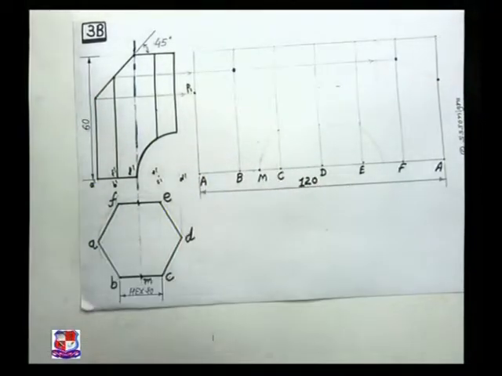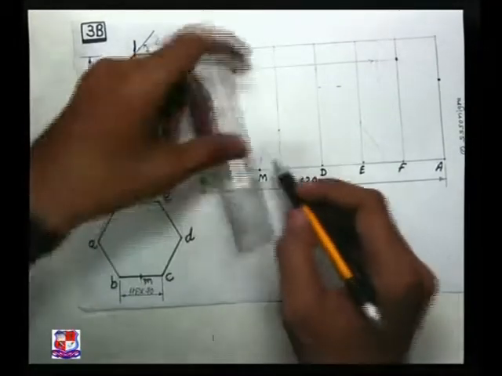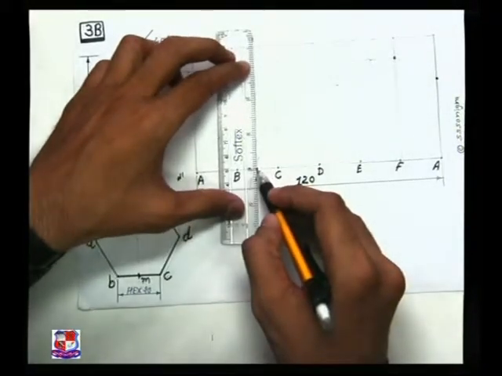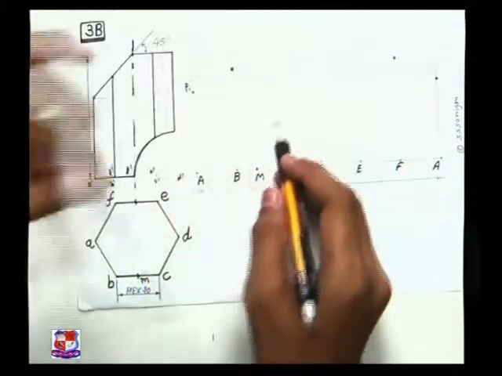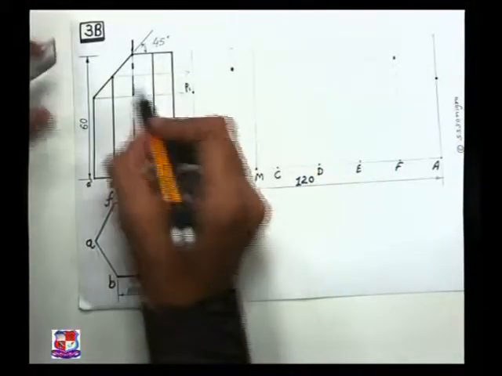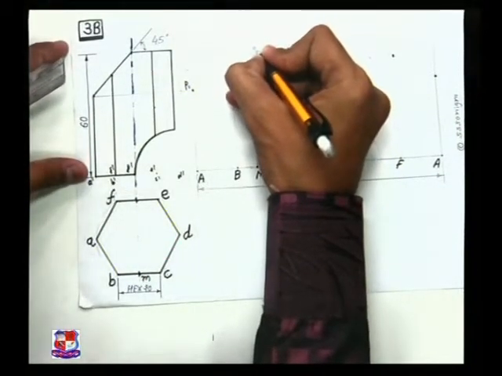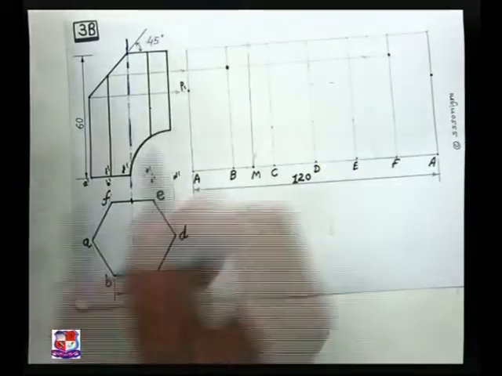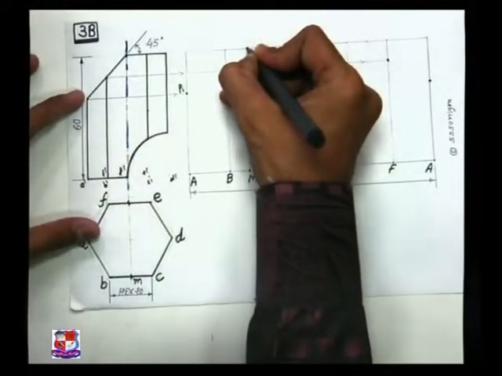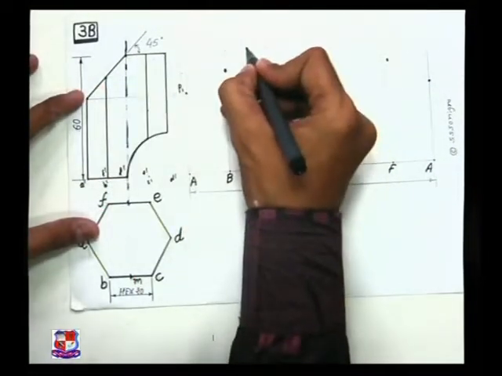Now from this M point draw a vertical line like this. Vertical line from point M and horizontal line from this point, and both will intersect at one point somewhere here like this. So this is the point, this point over here.